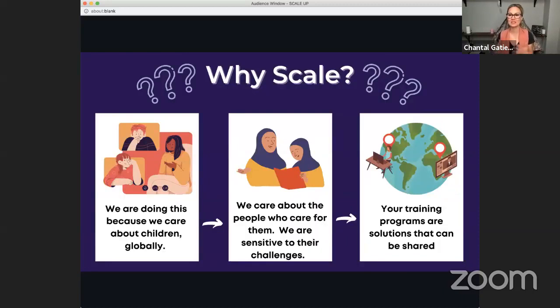And so the question is always then, like, why should we scale and why should you scale and why do we care that you scale? We are very invested in your organization and wanting to help you bring it to the global markets. So we are doing this first off because we care about the children globally. That is our main concern always. And so by caring for the children globally, we then care about the people who care for them. So we are very, very sensitive to their challenges, which makes your training programs a solution for those challenges. And that's why we're here today.